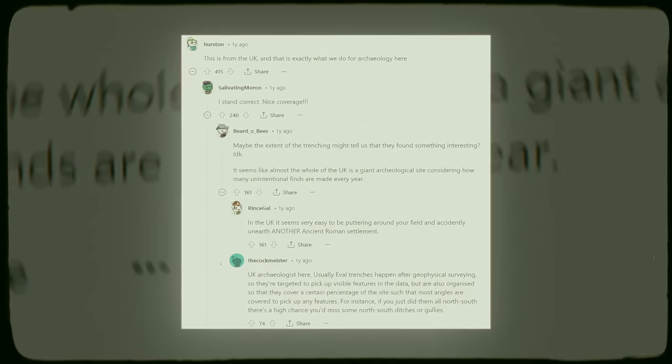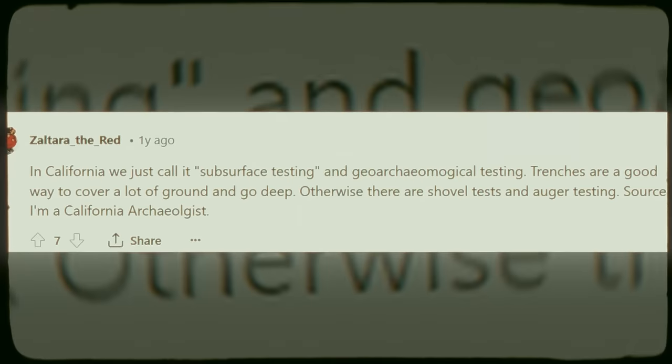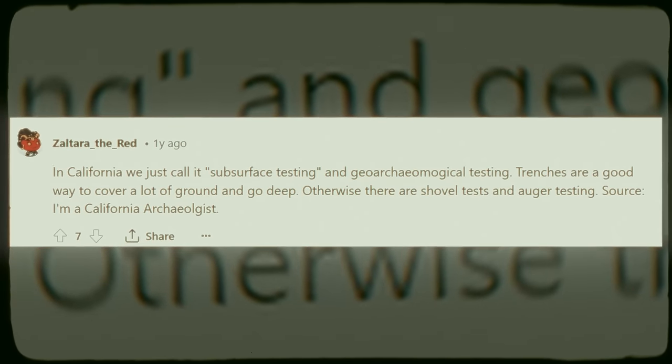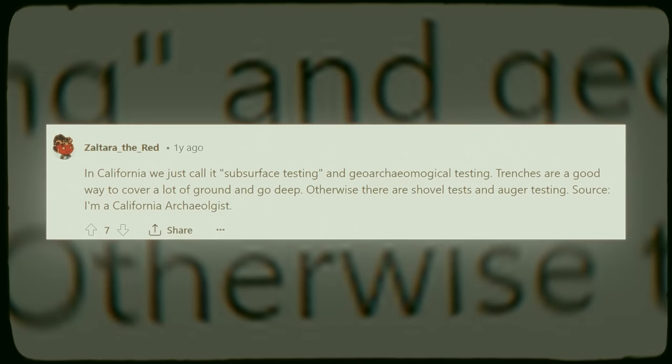He also explained that it's also used to target anomalies in the survey. In California, as stated by Zeltera the Red, an archaeologist, this is referred to as a subsurface test, or a geoarchaeological test. These trenches serve a better way to cover more ground and to investigate deeper. Alternatively, shovel testing or auger testing can also be used.